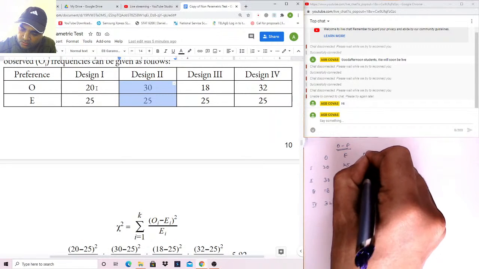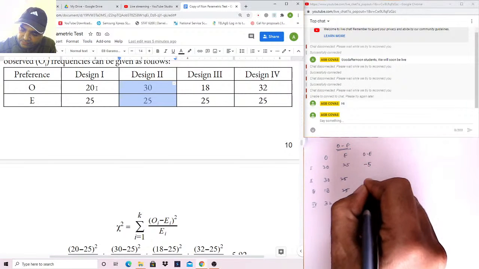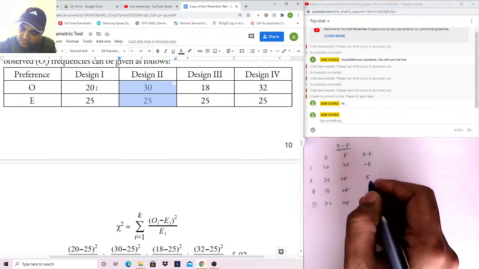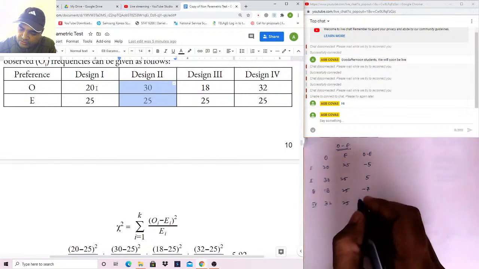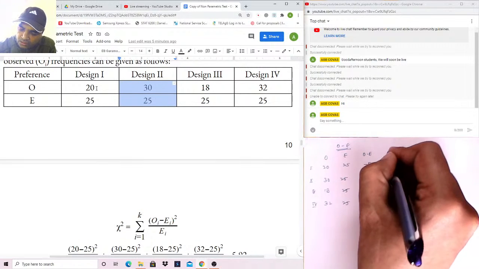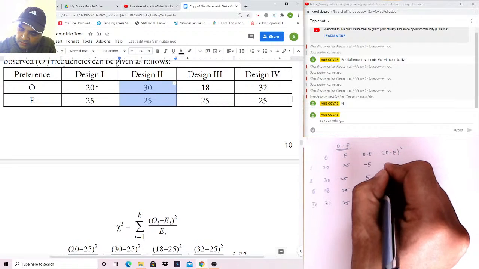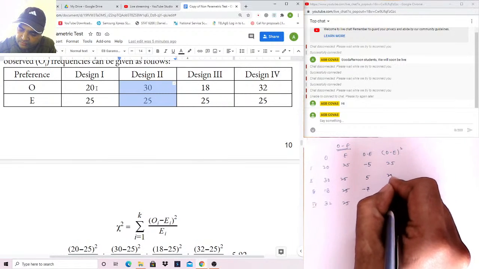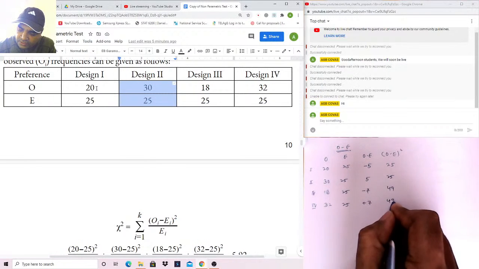So what will be your O minus E? O minus E will be minus 5, this will be 5. How much will be this? This will be minus 7. And how much will be this? This will be plus 7. So what will be your O minus E whole square? This will be 25, this will be 25, this will be 49, and this will be 49.